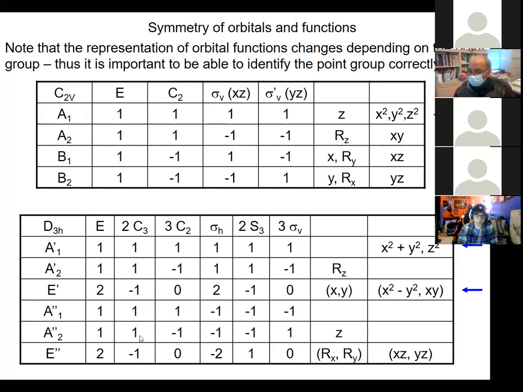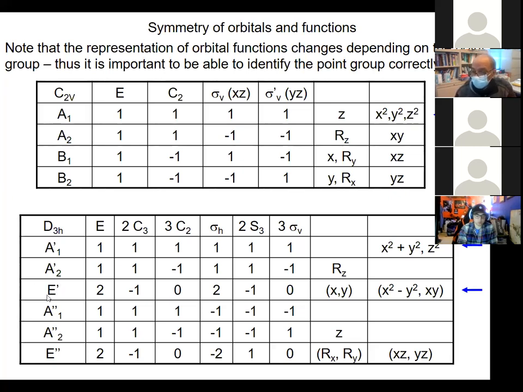Okay. Now, the second thing is, what is the difference between A1 prime and A1 double prime? Focus your attention on the sigma h. So if it is symmetric with respect to sigma h, then it is called single prime. If it is anti-symmetric with respect to sigma h, it's given double primes. So that is the determining factor between single primes and double primes in the symmetry representation tables. Am I making sense here?